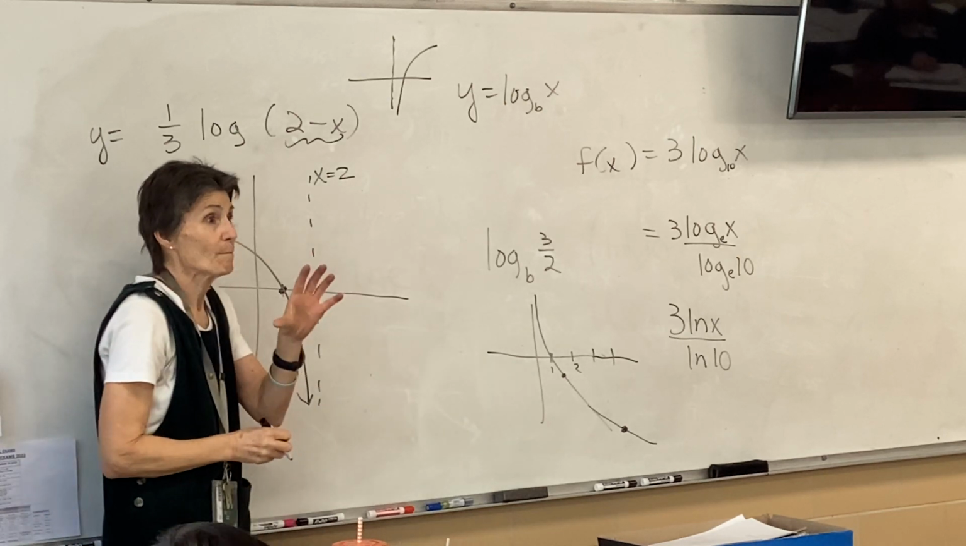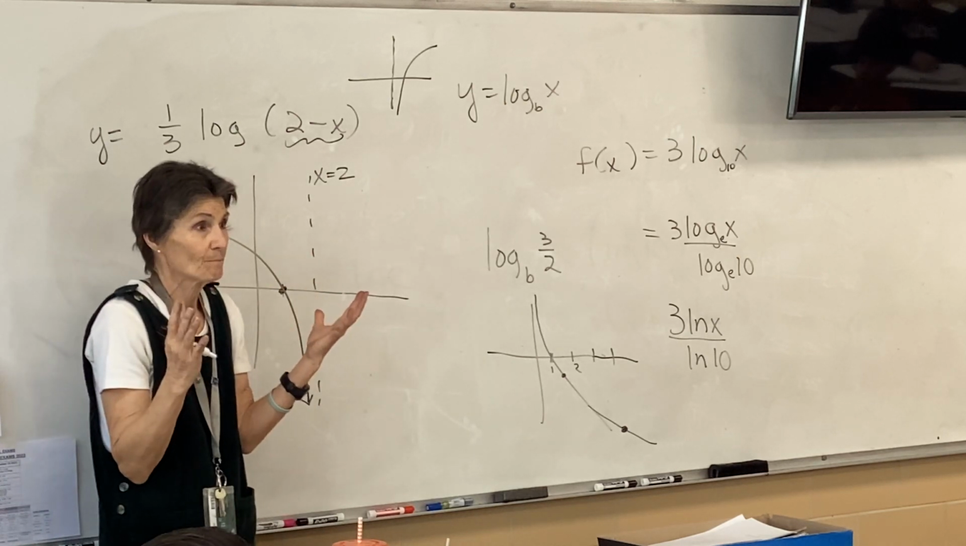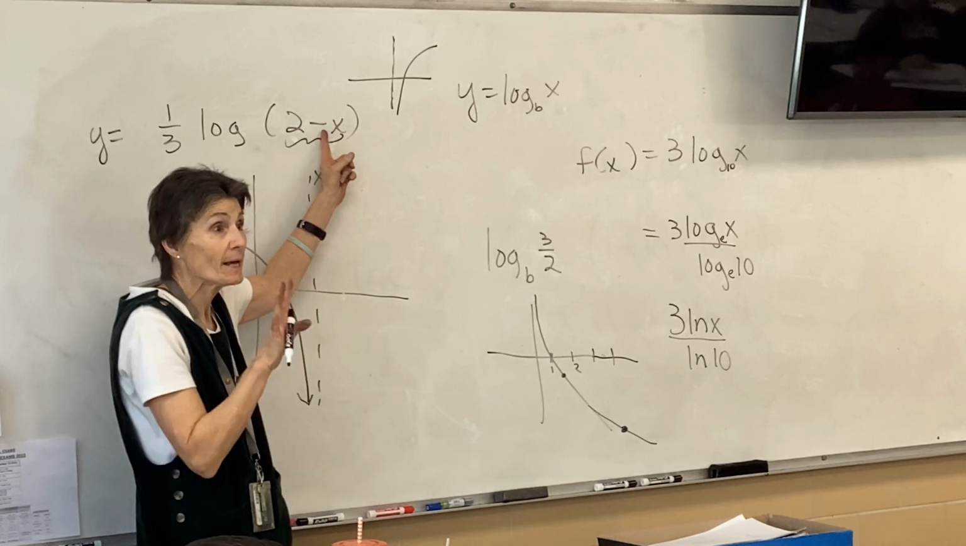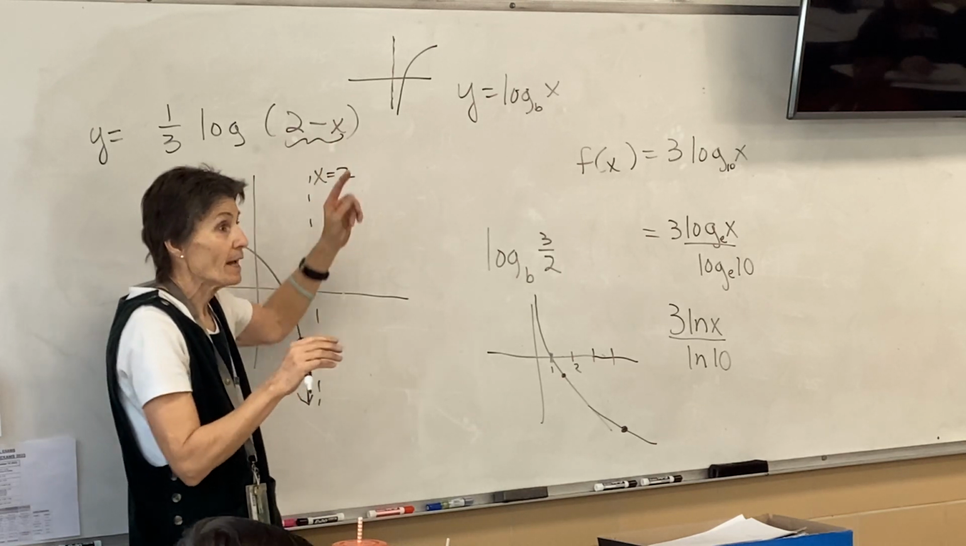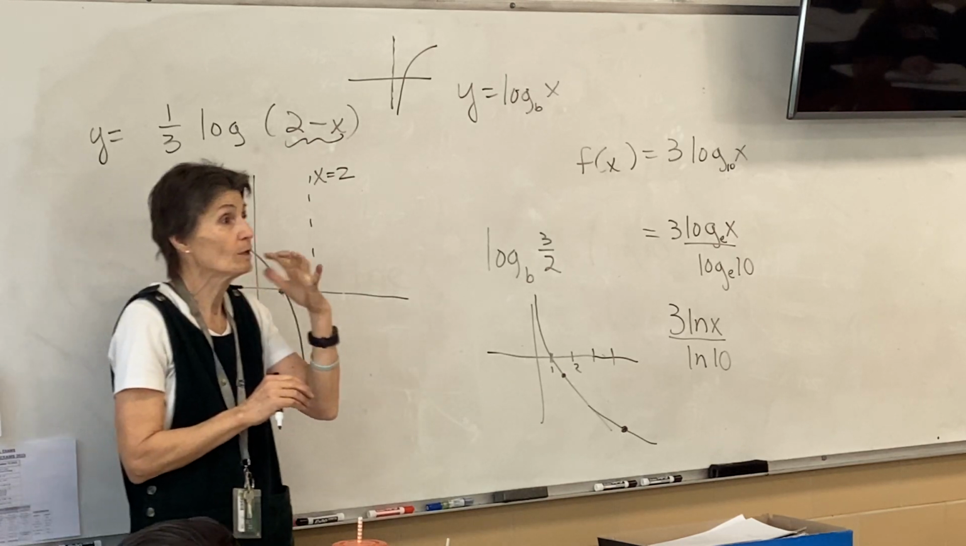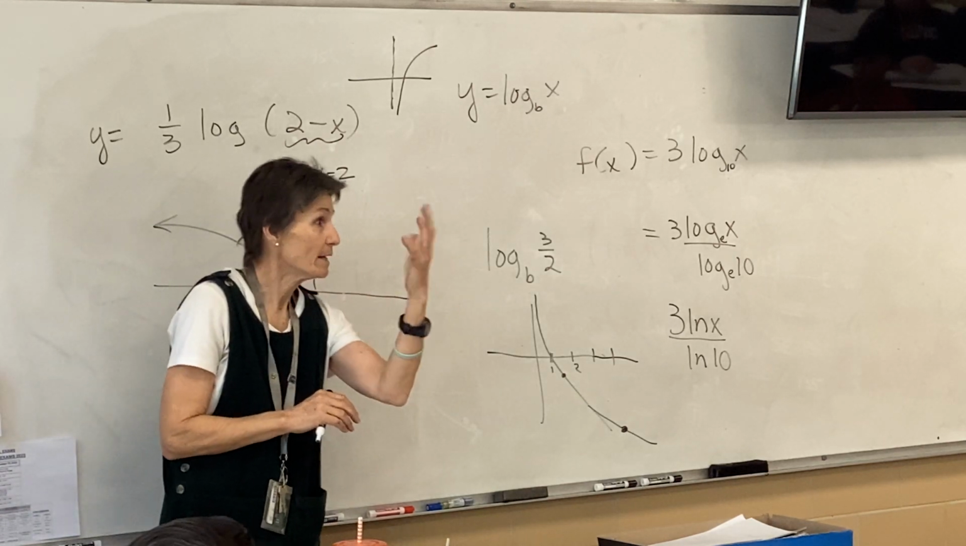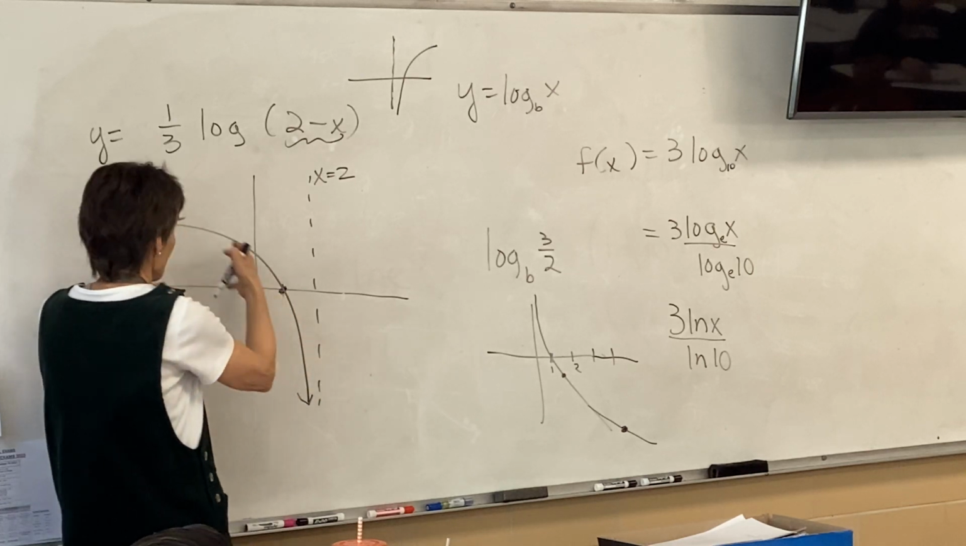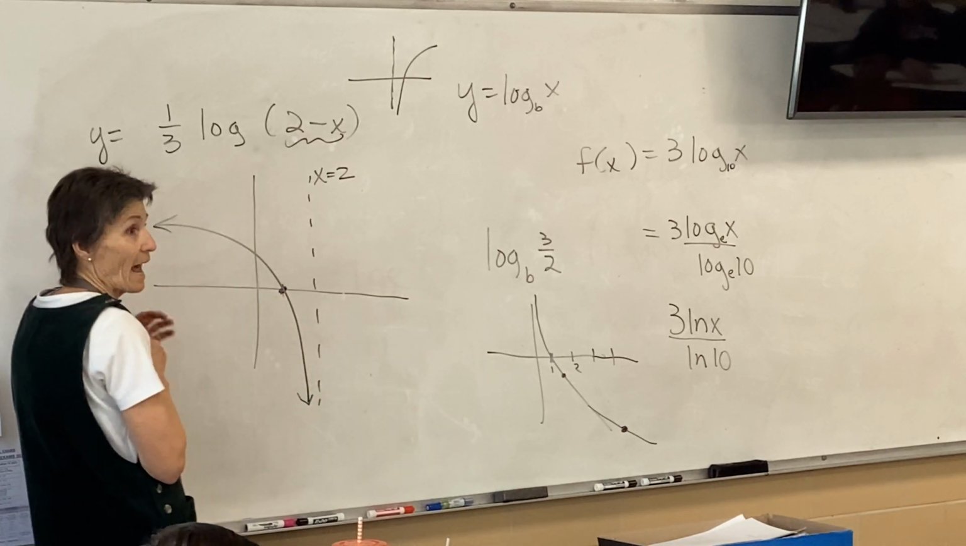Now, why has it been basically reflected? Because x has been made negative. And what happens when you change the sign on x? You flip this way, right? So here we go. This is a picture of that.